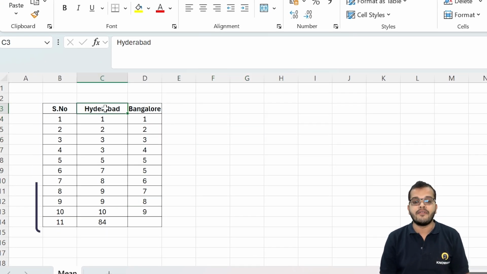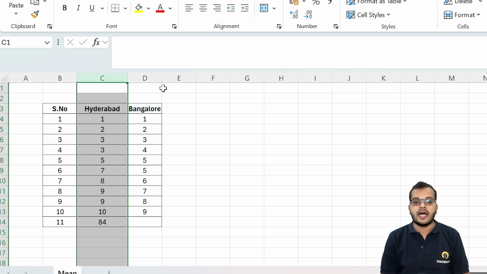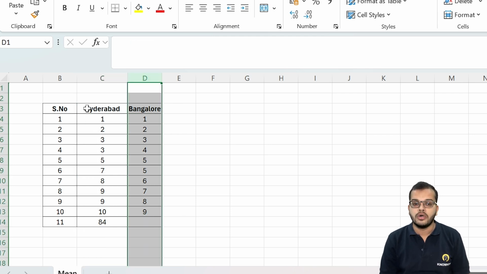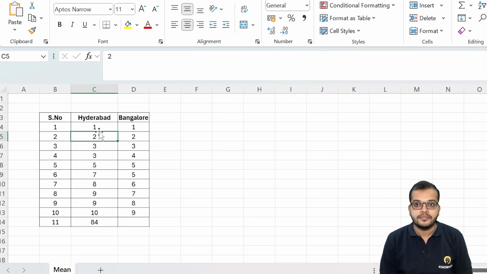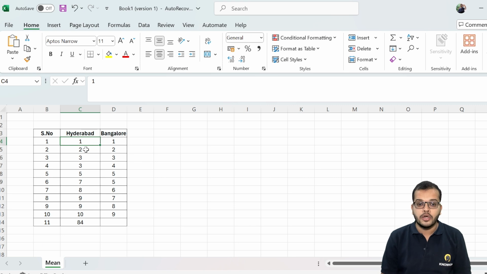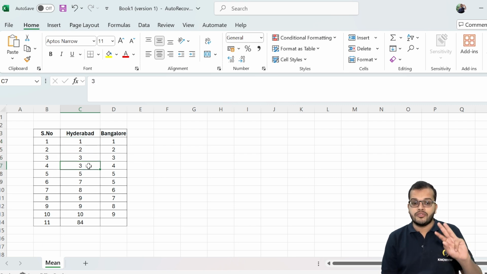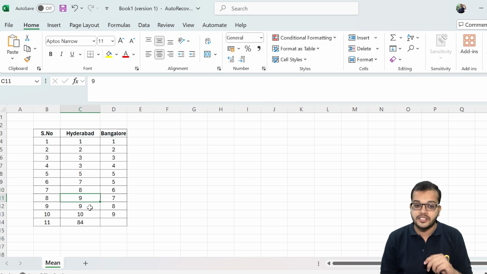My dear viewers, if you carefully observe the data that I have here, I have the data of Hyderabad and the data of Bangalore and the serial number, so how many total counts we have. If I carefully observe it, starting from 1, 2, 3, 3 is repeated, 5, 7, 8, 9, 9 is repeated, 10 and 84, right?